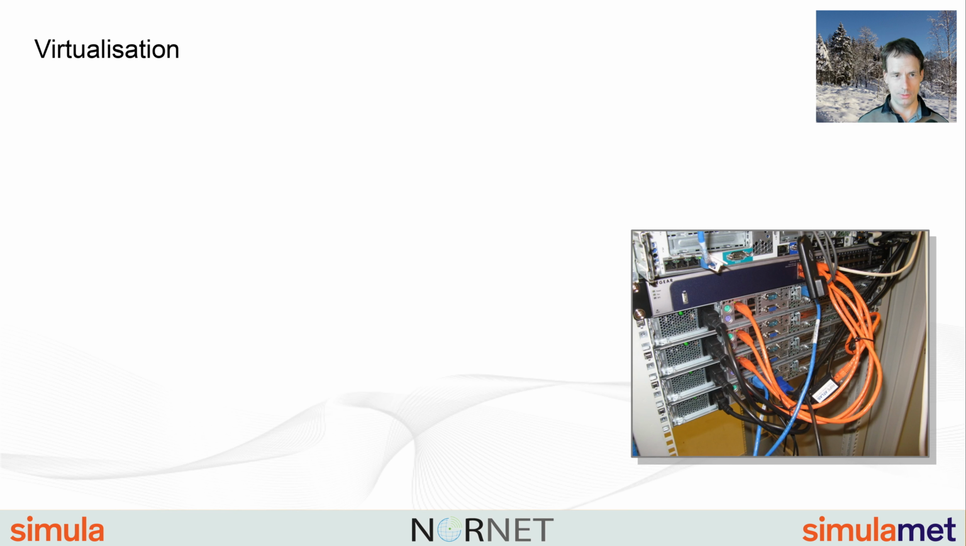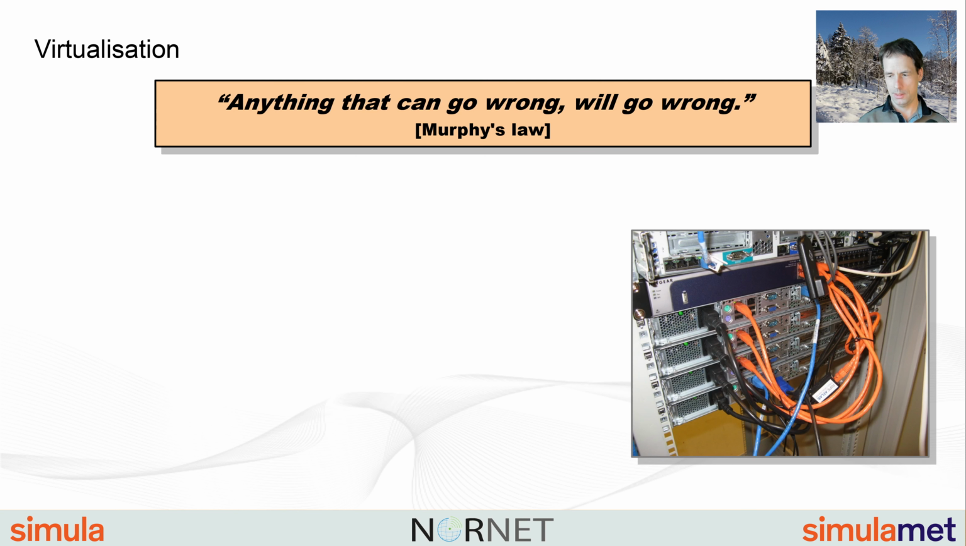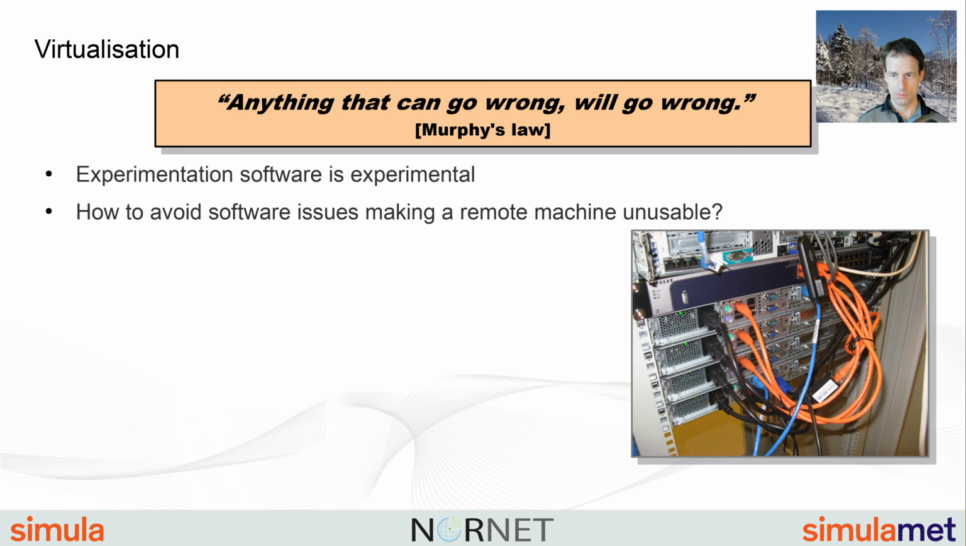Particularly because we have experimental software. And there is Murphy's Law saying that anything that can go wrong will go wrong. So we have a lot of research software running, which is by its nature experimental. So if something goes wrong, how can we avoid that it makes our site setup unusable, so that somebody has to go to the site and do some manual repair work?